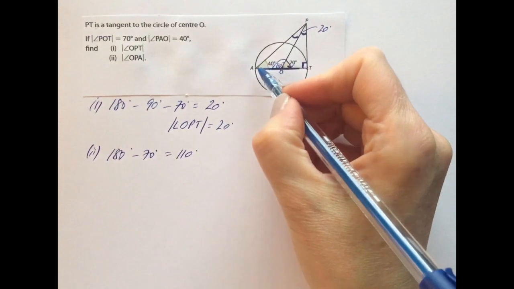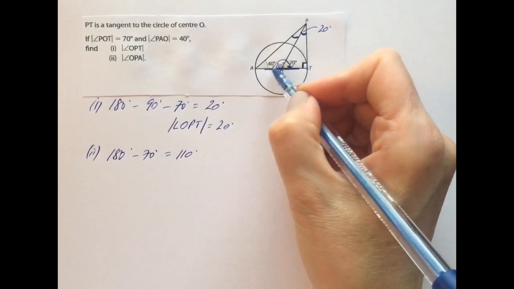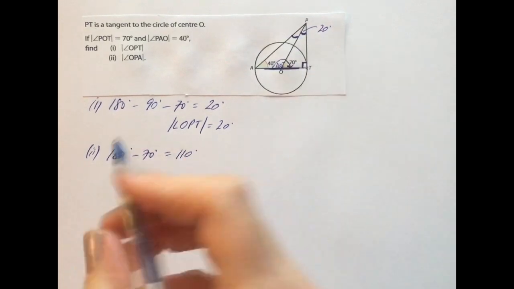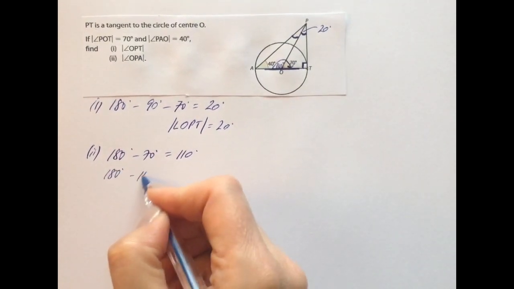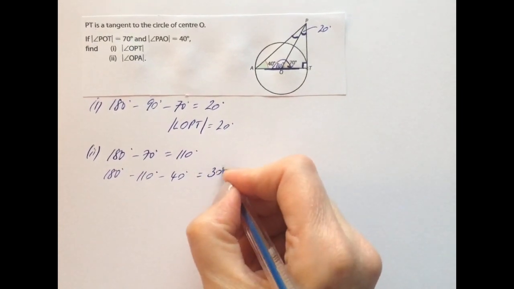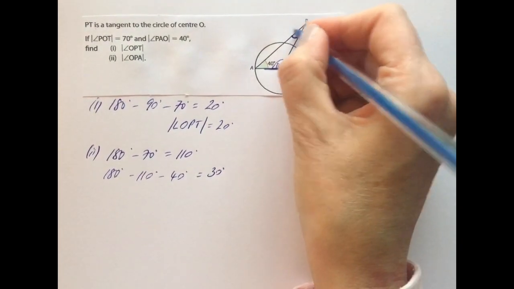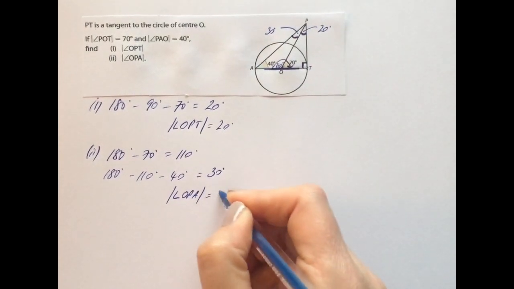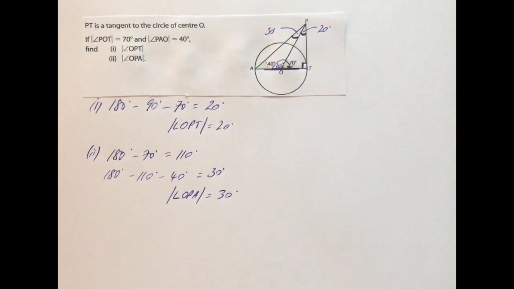And now we have a triangle here, of course, and the three angles in that triangle must add to 180. So if I take those two angles away, I'm going to get 30 degrees, which must be the remaining angle up here. Therefore, angle OPA equals 30 degrees.